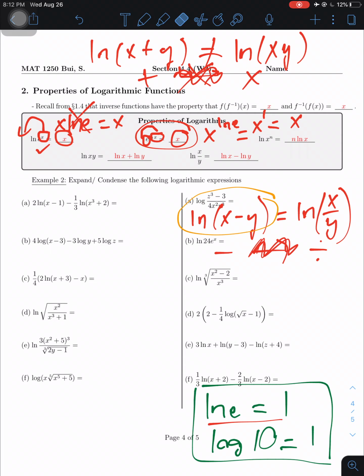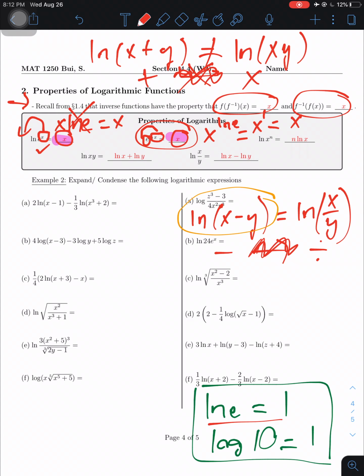Oh, and by the way, before we get into it, there's one thing about the note that I have. Let me read it out. Recall from 1.4 that inverse functions have the property that when you plug them into each other, you're going to get x out of them, okay? So that's just one of the things that you can recall. That's also why we have x here and here, because ln and e are inverses of each other, okay? All right, let's get into the first part of 2.